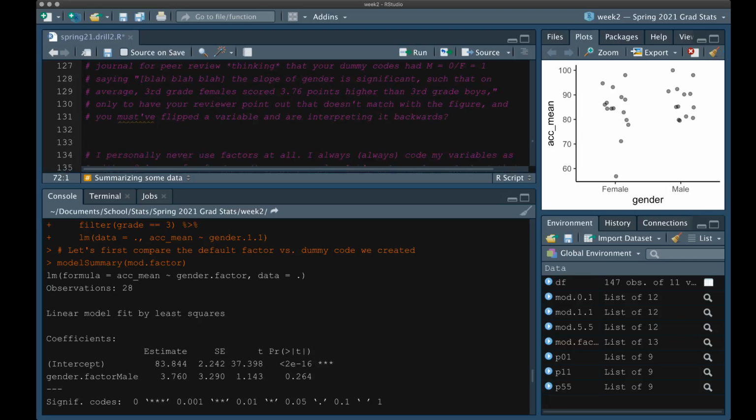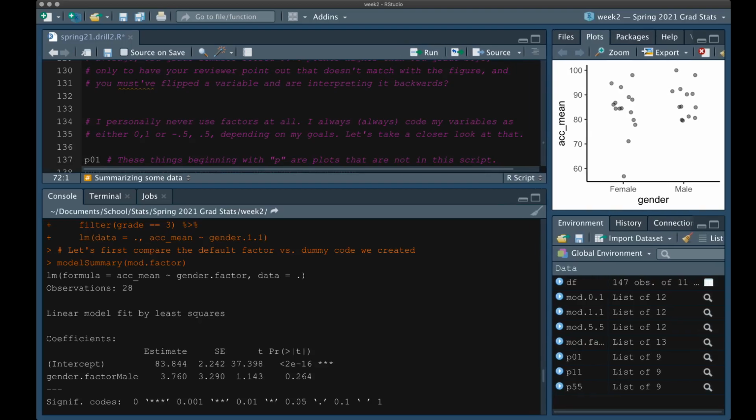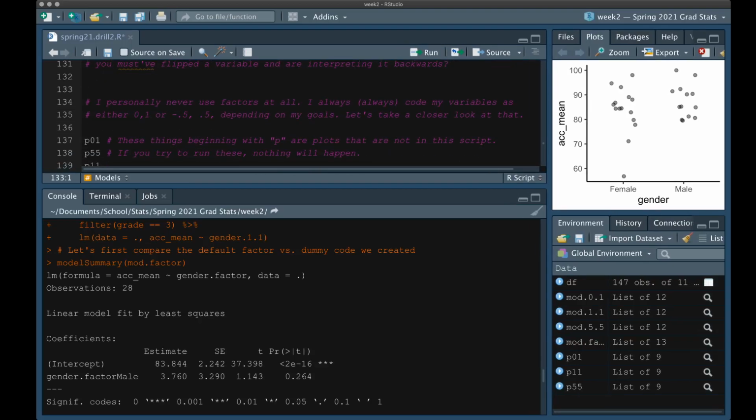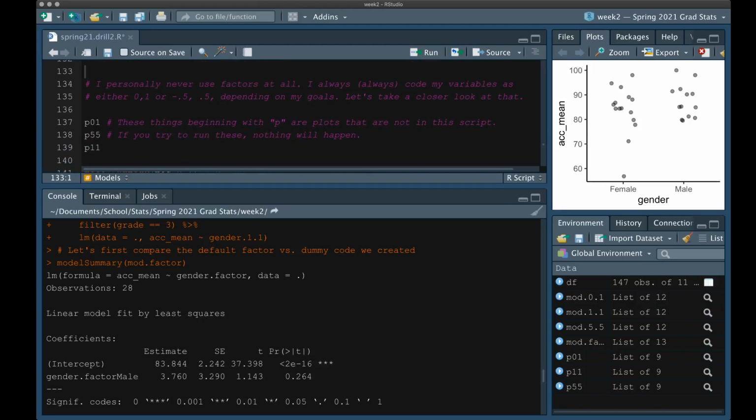And that kind of thing happens. You have to be careful about being conscious of how your data are coded, and verifying what is coded as 0 anytime you're running these models, just to make sure that you're not flipping around effects. I personally never use factors whenever I'm doing a regression. I always use these manually coded variables, regardless of whether I'm using 0 and 1, or negative half and positive half, which just depends on what I'm going for in my interpretation. I will say that I personally never use -1 and +1. We'll talk about why in just a second.